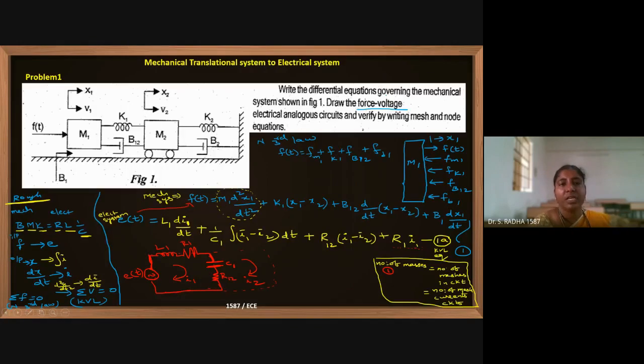Now I am going to the second mass. I am drawing mass M2. You can see in the given question, M2 has K2 and B2 connected only to M2. K1 and B12 are connected between the masses. The displacement is X2, and there is no applied force on M2.